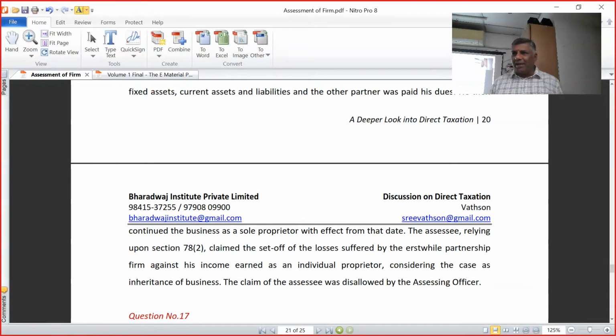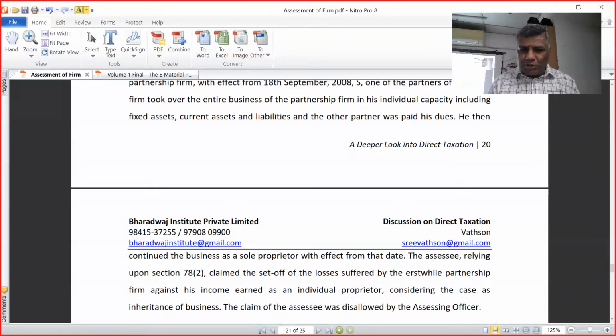This is not a recognized succession. No rules were read. So he cannot carry forward. When we do the assessment set of chapter, I will tell you the case law. It is something like Pradeep, some old case law was there. I will come to that when we do that.